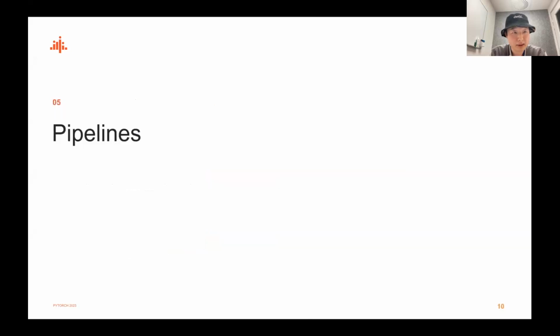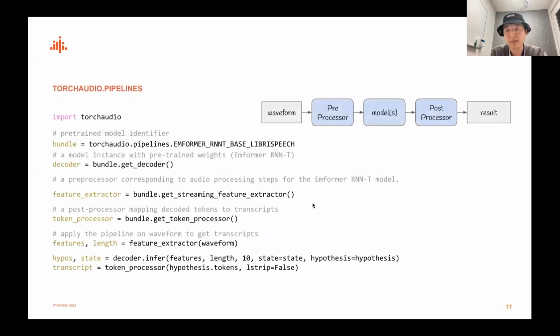The next thing I want to talk about is the pipelines. It's pretty similar to the HuggingFace pipeline. Basically, you have a pre-trained model and some preprocessing units, so that you can give this pipeline a waveform, and then it will generate the result for you. Here we have an ASR example that is called the Emformer RNN-T based LibriSpeech pipeline. This pipeline will generate the transcription given a waveform.